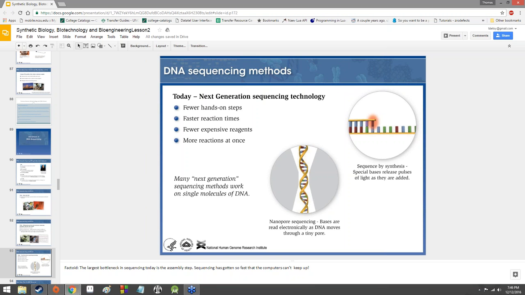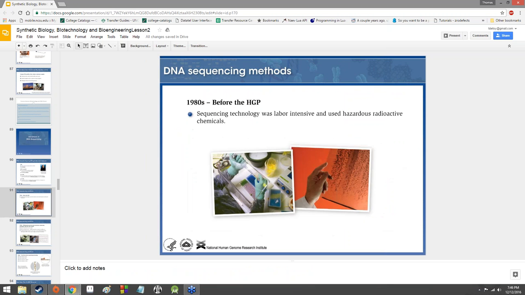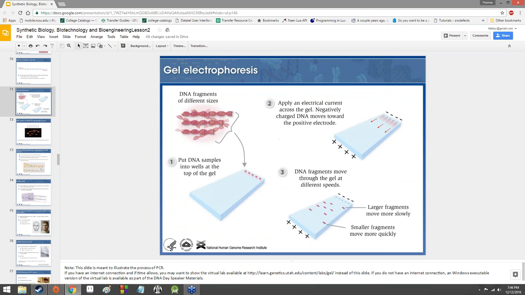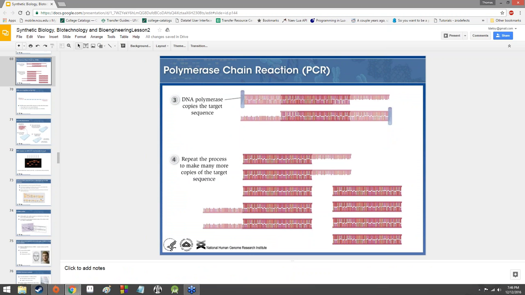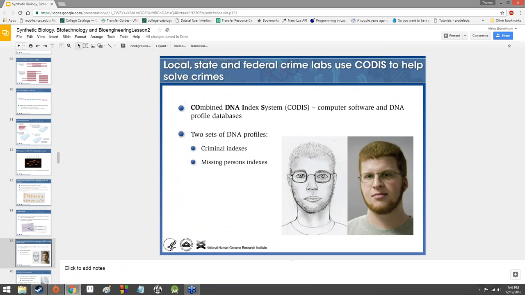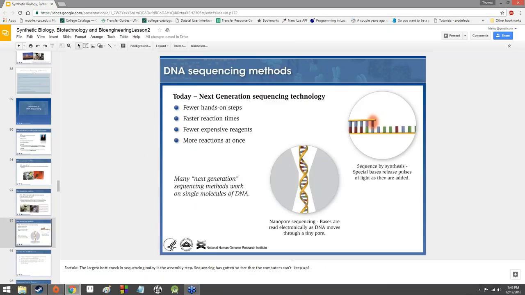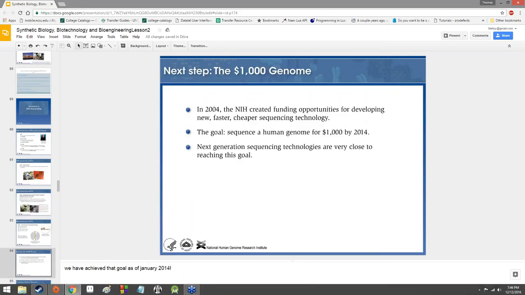Sequencing by synthesis. Special bases release pulses of light as they're added. So remember this whole bit about replicating the DNA, the polymerase chain reaction? Well, imagine doing that, except as the DNA is being duplicated, it releases a pulse of light. If it's A, it'll release this specific pulse of light. If it's T, it'll release this specific pulse of light, and so on and so forth. That can be read and then used to build a DNA sequence.